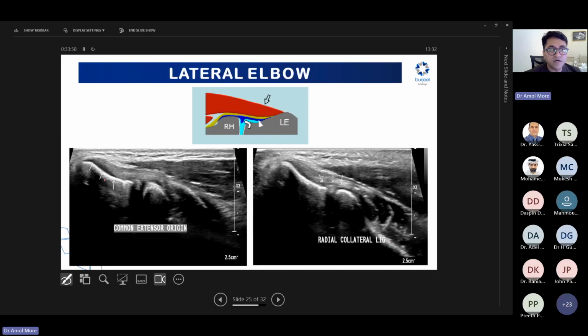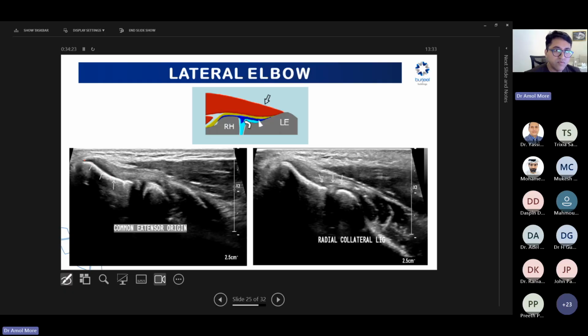So this is the lateral elbow image in which we can see a diagrammatic representation. This is your lateral epicondyle. This is common extensor tendon origin. This is your radial collateral ligament, and this is the synovial outline. This triangular structure is nothing but your extension of the synovium into the radiocapitellar joint, which is known as synovial fringe.